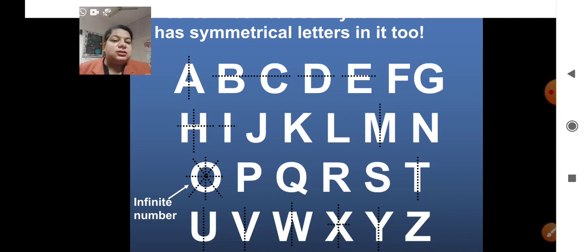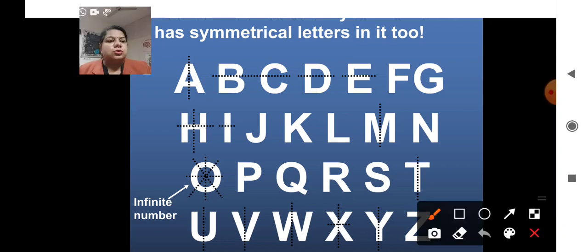The English alphabet T has only one line of symmetry. Then U, V and W have a vertical line of symmetry. X has both lines of symmetry. Y has one vertical line of symmetry.